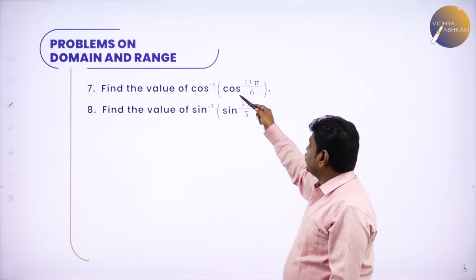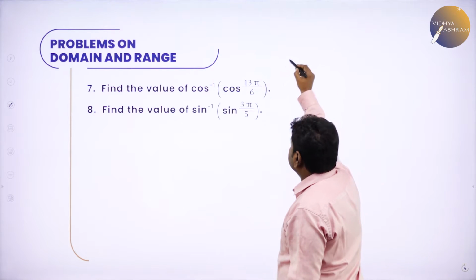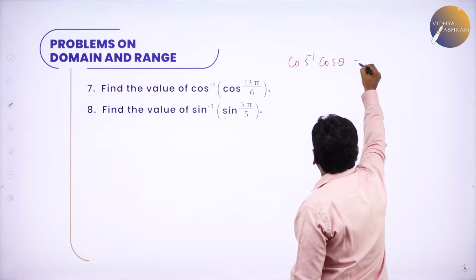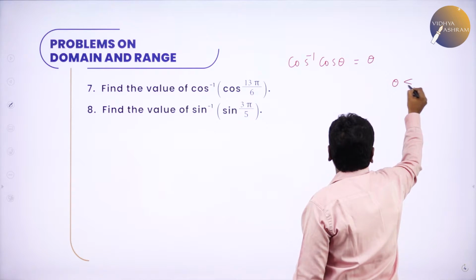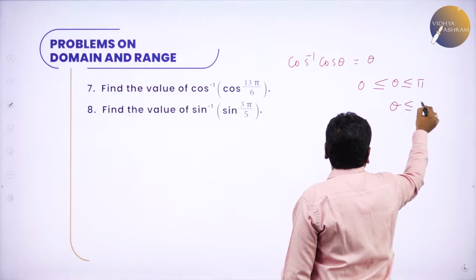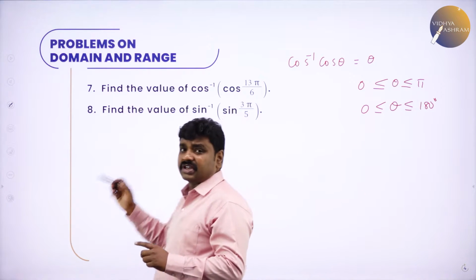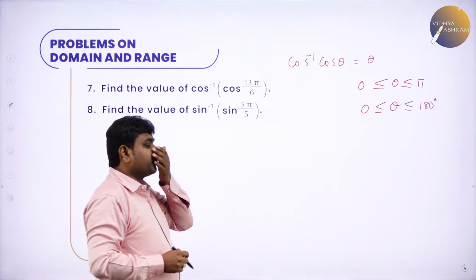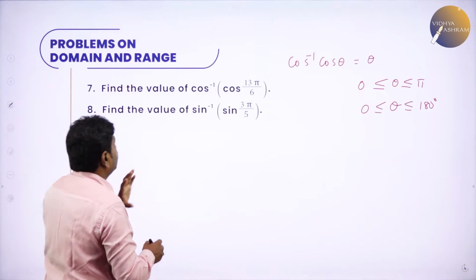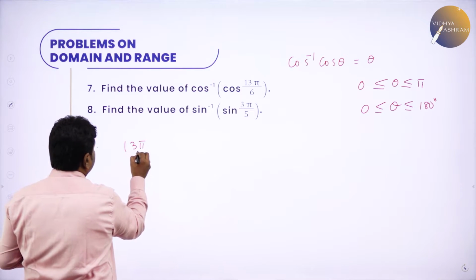Find the value of cos inverse of cos 13 pi by 6. All of you know, to solve this, the basic is cos inverse of cos theta becomes theta if theta lies between 0 and pi, or 0 and 180 degrees. If theta is between 0 and 180, cos inverse of cos theta becomes theta. So first, when they give questions in pi, simplify it. Seventh question, 13 pi by 6 is given. I will take this separately.